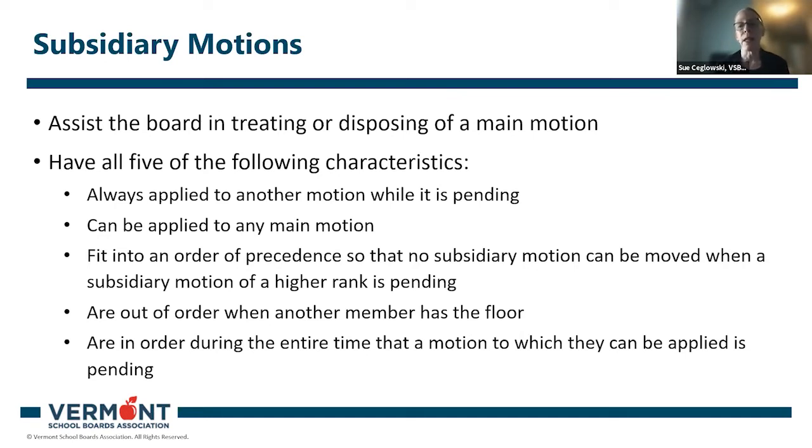Section 6, paragraph 6 sets forth the 5 characteristics of subsidiary motions. They have to have all 5 of the following characteristics. They're always applied to another motion while it's pending. They can be applied to any main motion. They fit into an order of precedence so that no subsidiary motion can be moved when a subsidiary motion of a higher rank is pending. They're out of order when another member has the floor, and they are in order during the entire time that a motion to which they can be applied is pending.